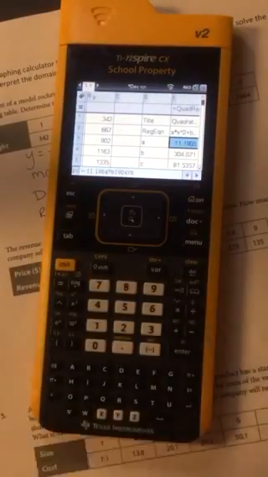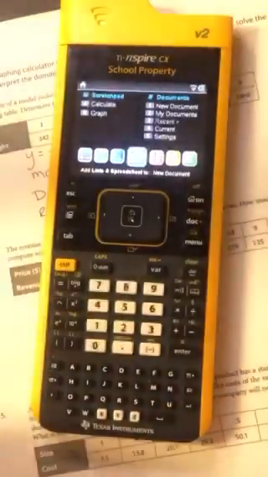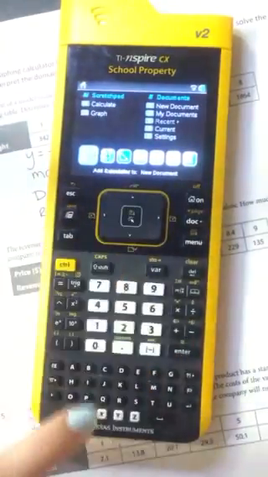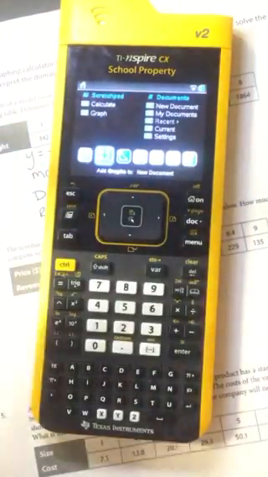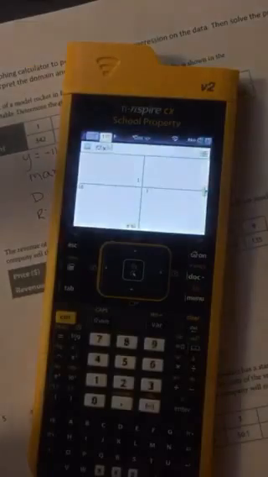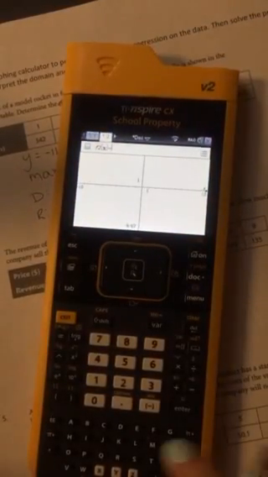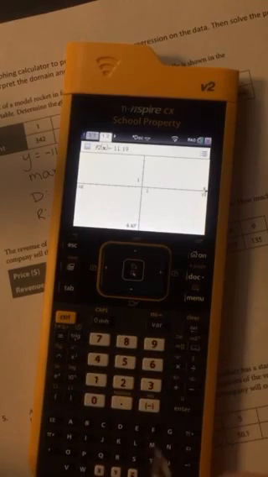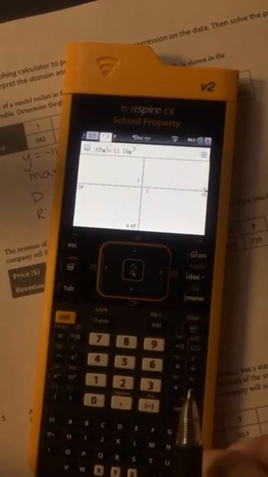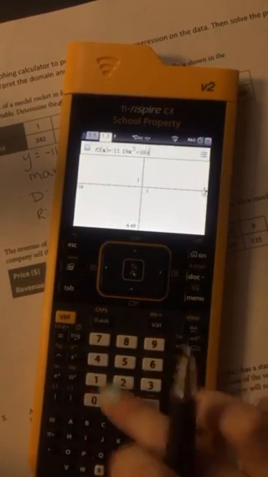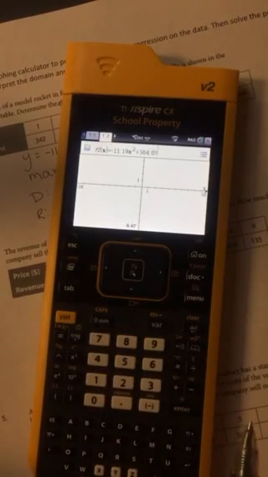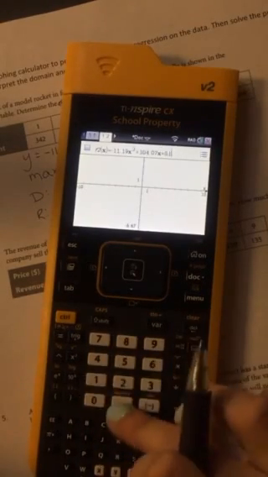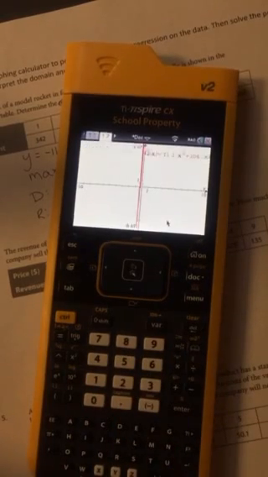Okay, we want to now graph this quadratic function. So go back to your home and go to your graph. And we want to type this equation into our graph. So we're going to type in negative 11.19 x squared plus 304.07 x plus 81.54. And we're going to press enter.